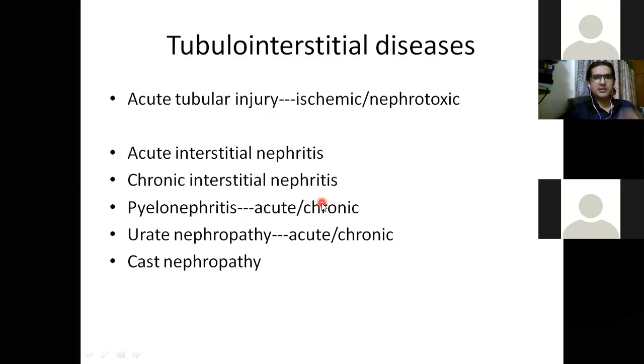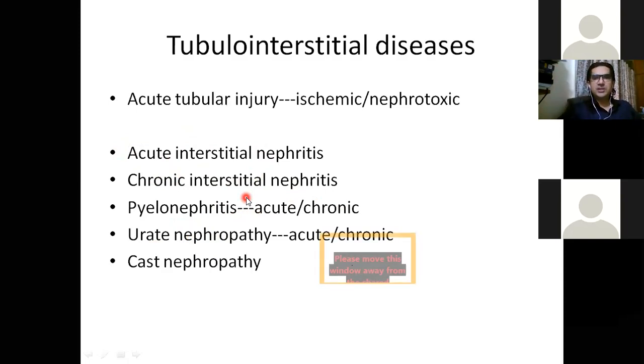But the important diseases which we are going to discuss today would be acute tubular injury, number one, right? Then we will discuss acute and chronic interstitial nephritis, right? Urate nephropathy is an uncommon condition, so I will just briefly go through urate nephropathy as well. And then pyelonephritis, basically this is infection of the kidney, right? And we have a separate lecture for acute pyelonephritis, so I will just briefly discuss chronic pyelonephritis, right?